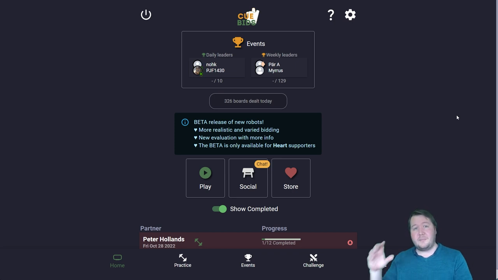If you want to improve as a partnership, I really recommend you try out partnership bidding. Find some time to actually practice your bidding, discuss with your partner, and get there.